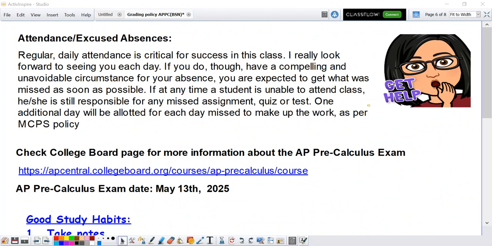Attendance is expected; students should attend the class every single day. Daily attendance is critical for success. I really look forward to seeing you every day. If you have some compelling or unavoidable circumstances, you are expected to get what was missed in class as soon as possible. Check the Canvas classroom, check the notes, missed assignments, anything, and you will be given extra time to make up the work as per MCPS policy.